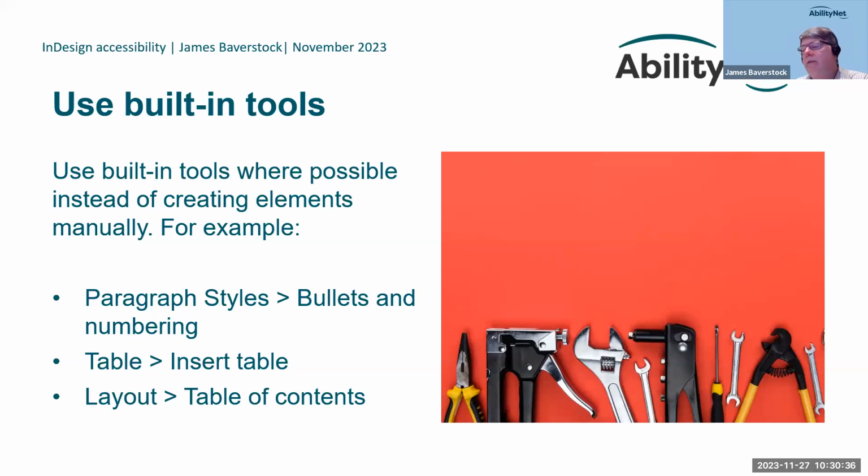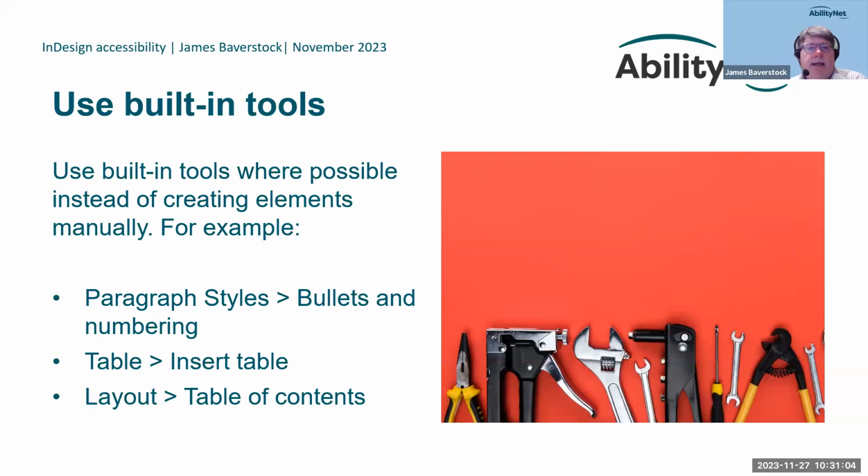But in order to leverage that functionality, we need to be very sure that when we're creating something like a list, we actually use the InDesign list function to do that. So we don't want to just draw a bullet, type some text, press enter, press tab, draw another bullet. We want to make sure we're actually using the list function. And as we go through today, we'll demonstrate how we can use the features in InDesign to create lists, tables, and tables of contents.